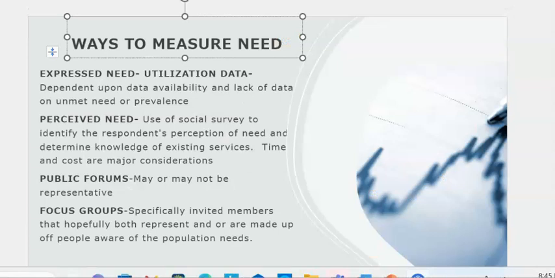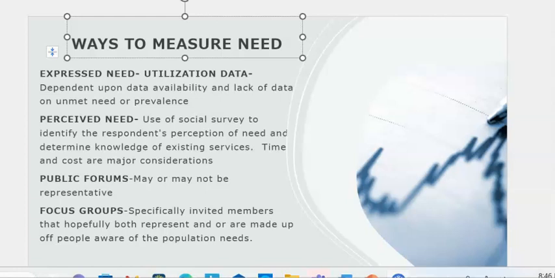So what are some of the ways to measure need? We can look at expressed need and again, data utilization. And it's dependent upon data availability, and lack of data on unmet need or prevalence can be a concern.